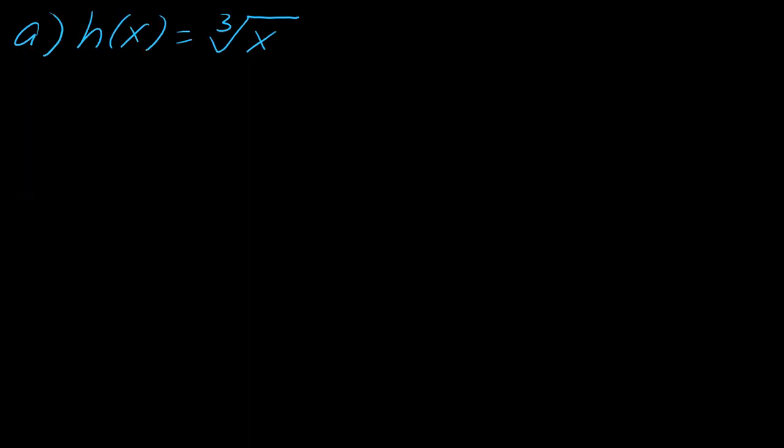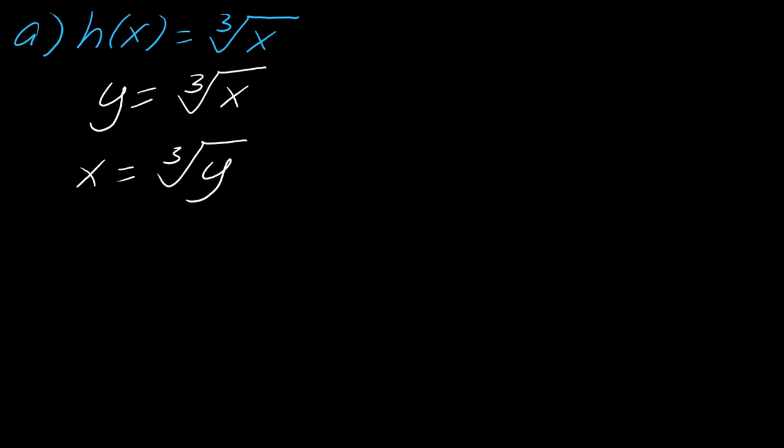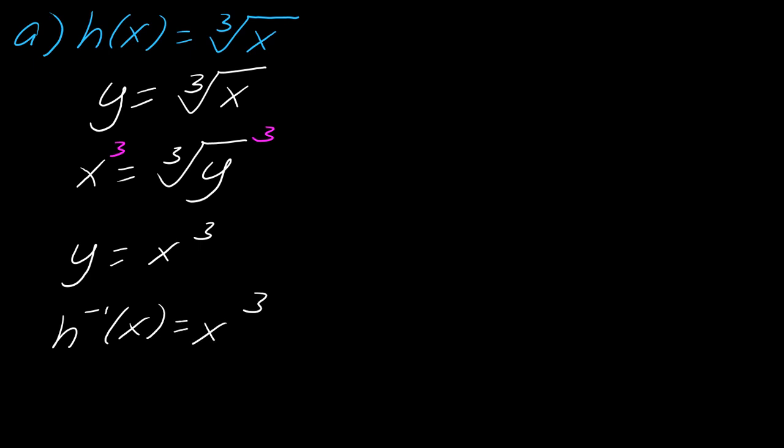So starting with the first one, I'm going to do the same set of steps as before. I'm going to first replace this with y equals the cube root of x, and then I'll flip my x and my y like this. Now, to get y by itself, how are you actually going to do that? Well, this is a cube root. So to get rid of a cube root, you will cube both sides. And so that will give me y equals x cubed, and so the inverse will be h inverse of x equals x to the third. So those two things are inverses.